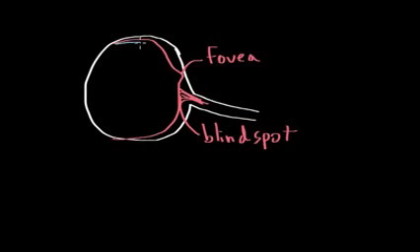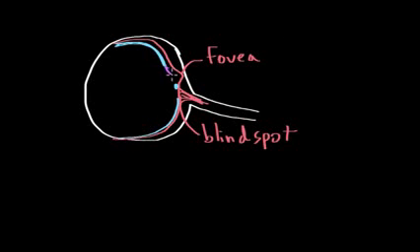So rods are mainly found in the periphery of the eyeball. So we're going to use this blue color to represent rods. And they're found mostly in the periphery of the eye, so up here and a little bit over here. And as I mentioned, there are no photoreceptors at the blind spot because that's where the optic nerve actually exits the eye. So there's no photoreceptors there.